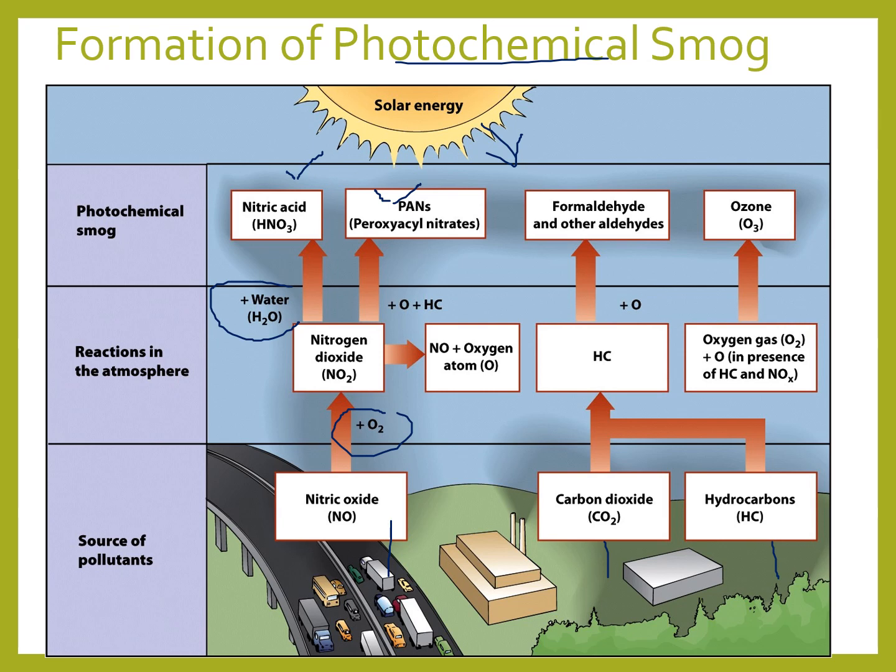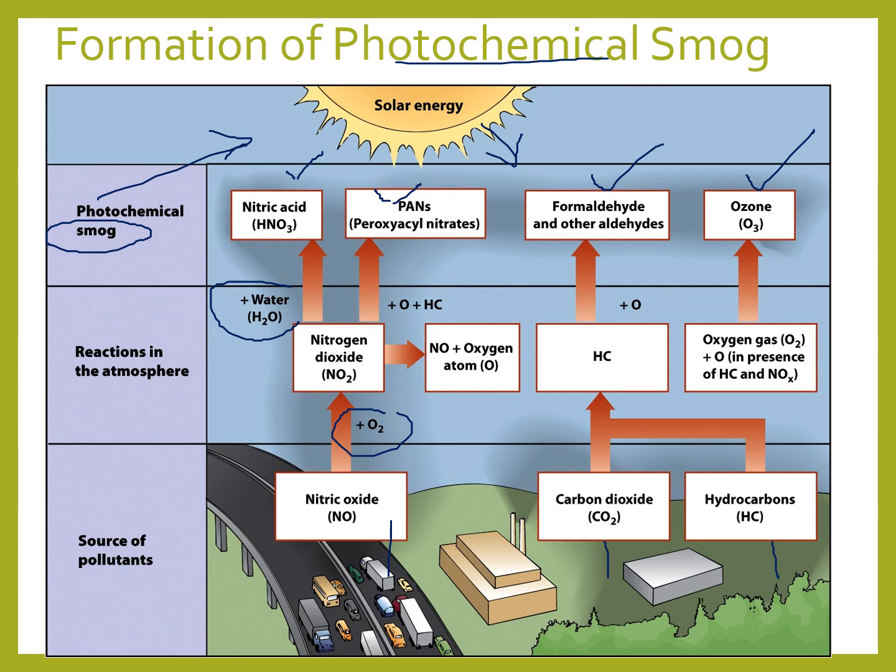Then this hydrocarbon combining with oxygen will result in formaldehyde and ozone. This is also photochemical smog. So these are all secondary air pollutants which are formed. And why is it photochemical? Because in the presence of sunlight, reacting with the different chemicals, that results in smog.